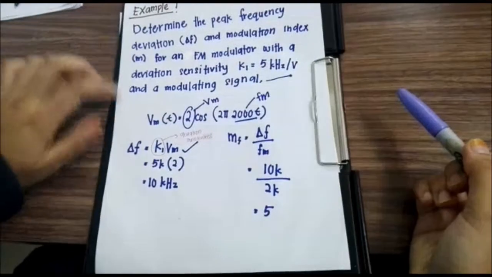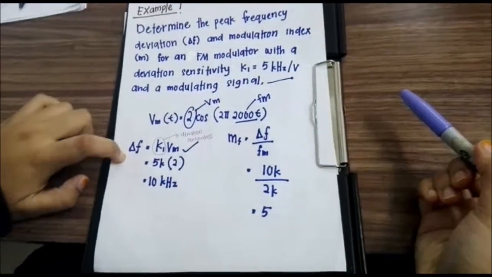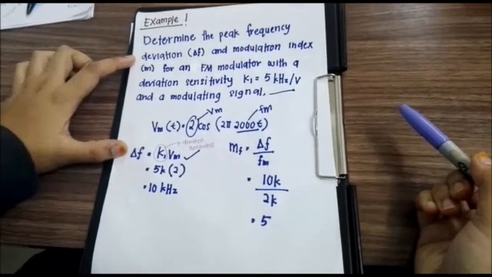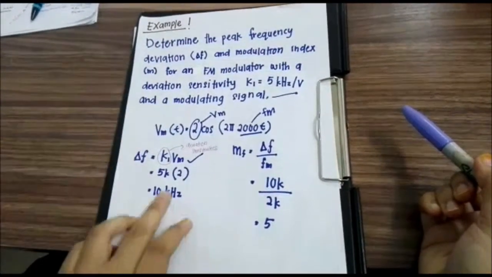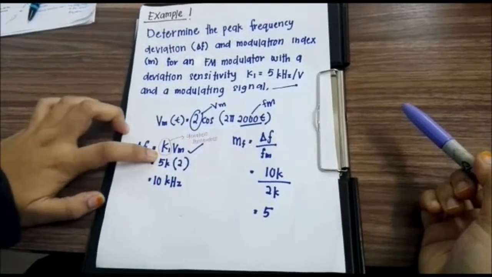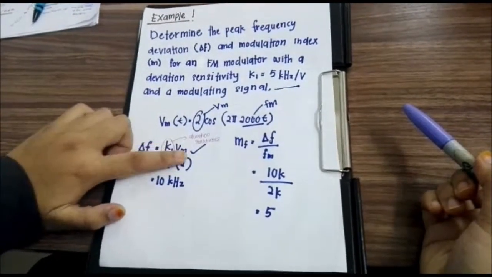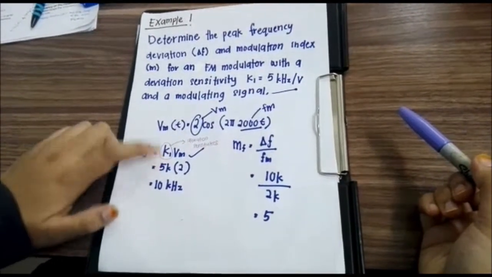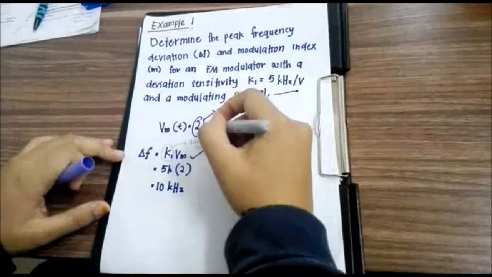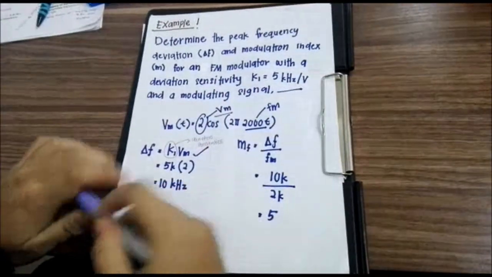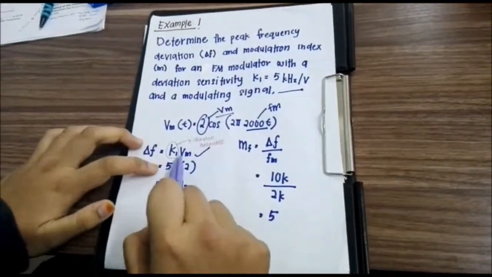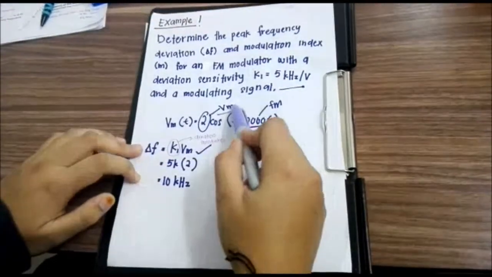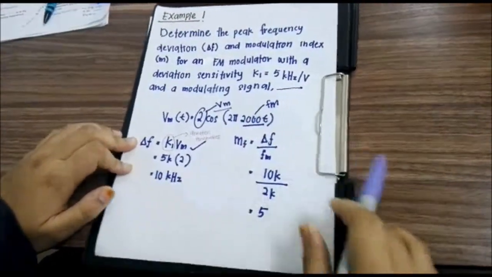signal. So, we must find the peak frequency deviation. For frequency deviation, we use the formula Δf equal to K1 multiplied by Vm. K1 is deviation sensitivity and Vm is given here. Okay, so K1 is 5 and Vm is 2. So we got 10 kilohertz.